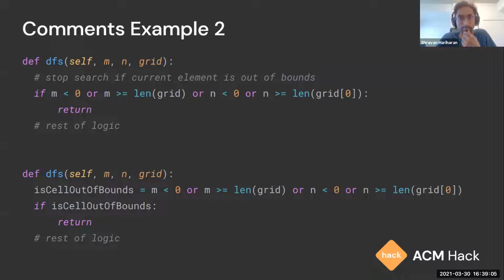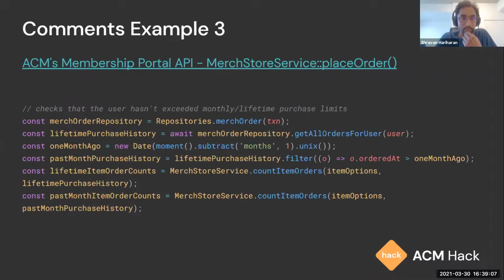So let's look at another example. This is from the place order function for the ACM merch store. And we have this comment over here: checks that the user hasn't exceeded monthly lifetime purchase limits, right? So we have this comment that describes exactly what the next 6 lines of code do. So what if we just put that in a separate function and call it?